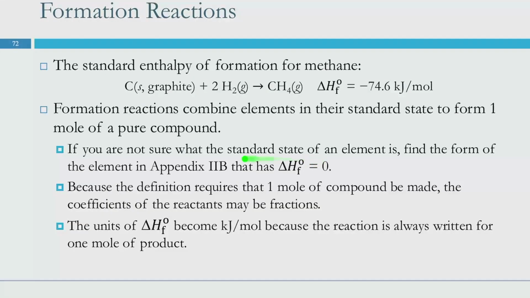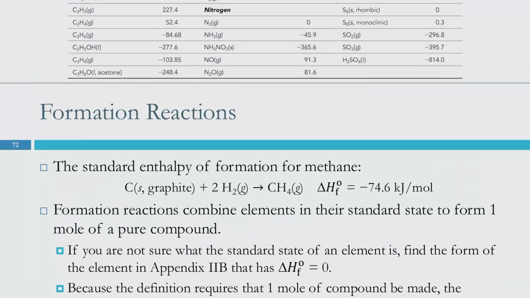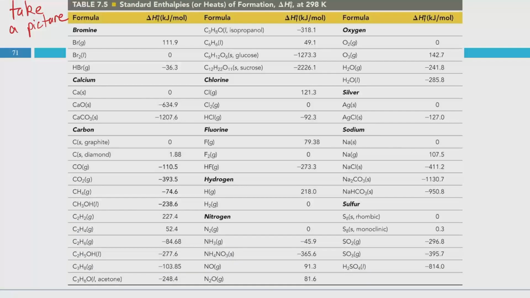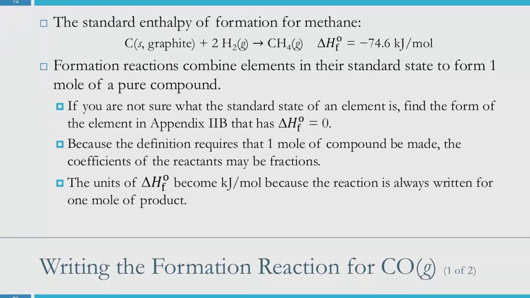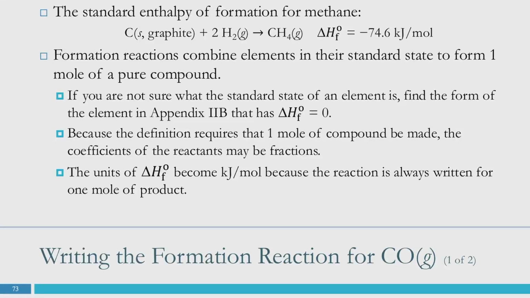If you're not sure what the standard state of an element is, you can find the form on one of these tables that has a 0. For example, if we look in the carbon section, carbon as a solid as graphite has a value of 0. That means that it's the standard state. For fluorine, F2 as a gas has a value of 0, and so that's the standard state. And then you'll also find various other compounds that show up in there as well. And again, the coefficients can be fractions because we are forming 1 mole of the compound.